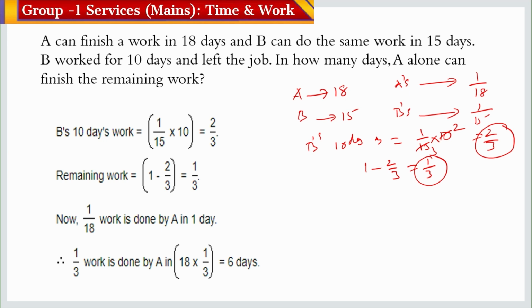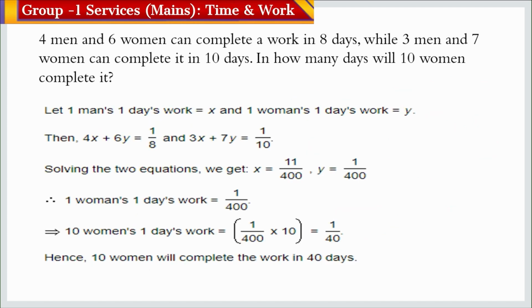A's work in 1 day is 1/18. So for 1/3 work done by A, it is 18 into 1/3, 3 sixes are 18, so 6 days. So A can do the remaining work in 6 days. This is the answer. Clear? So you can calculate it. Okay, next.